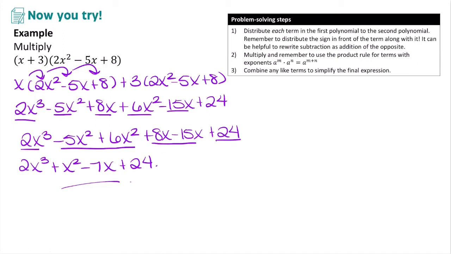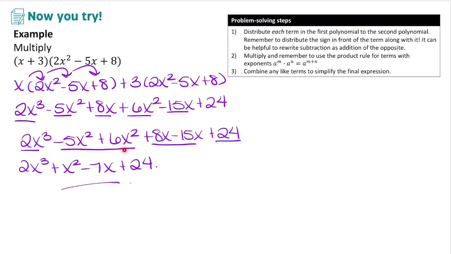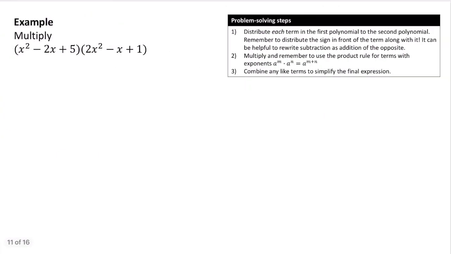So I'm going to simplify this by combining like terms. So once again, 2x cubed stays alone. Minus 5 plus 6 gives me 1. So I don't write those coefficients of 1, so I just have x squared. 8 minus 15 gives me minus 7x, and then plus 24. So now let's try this problem.